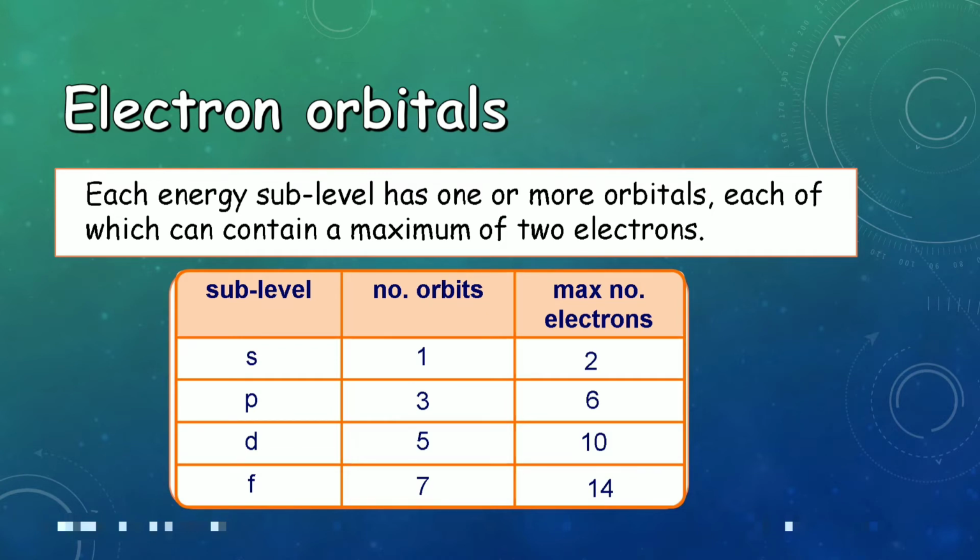And then, sa D sublevel, na mayroong 5 orbits, at sa bawat orbits, ulit ay mayroong 2 electrons bawat isa. So, 5 times 2, we have 10 maximum number of electrons. And then, for the sublevel letter F, na mayroong 7 number of orbits, again, sa bawat orbits, may tigda-2 electrons. So, 7 times 2, we have 14 maximum number of electrons for F sublevel. Okay?